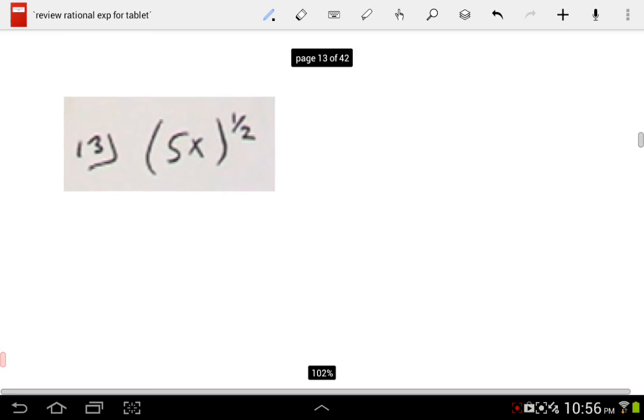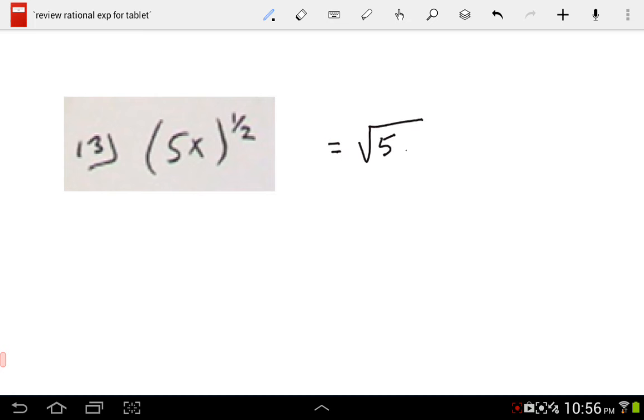Okay, on number 13, notice the contrast here between 12 and 13. In number 13, the 5 and the x are being raised to the 1/2 power, so that means both of them go under the square root symbol this time. So this would be equal to the square root of 5x.